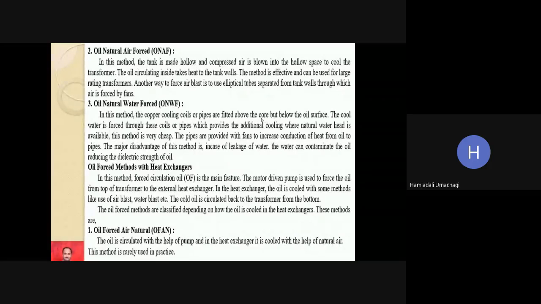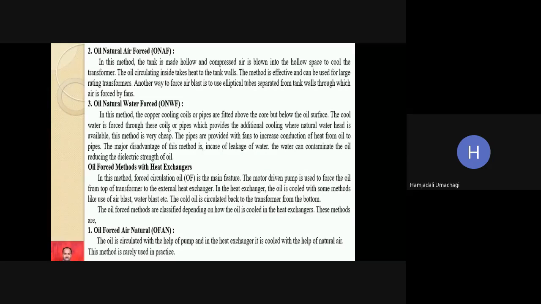So some pipes will be there, and those pipes which are made up of copper will be fitted above the core, because if the core is getting heated, the heat of the core has to be carried by the copper coil. And then these copper coils will carry the water. The cool water is forced through these coils.